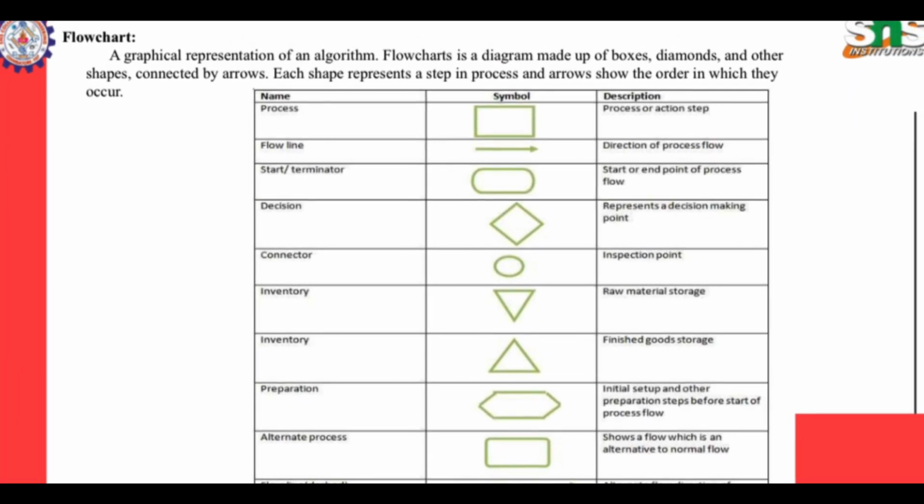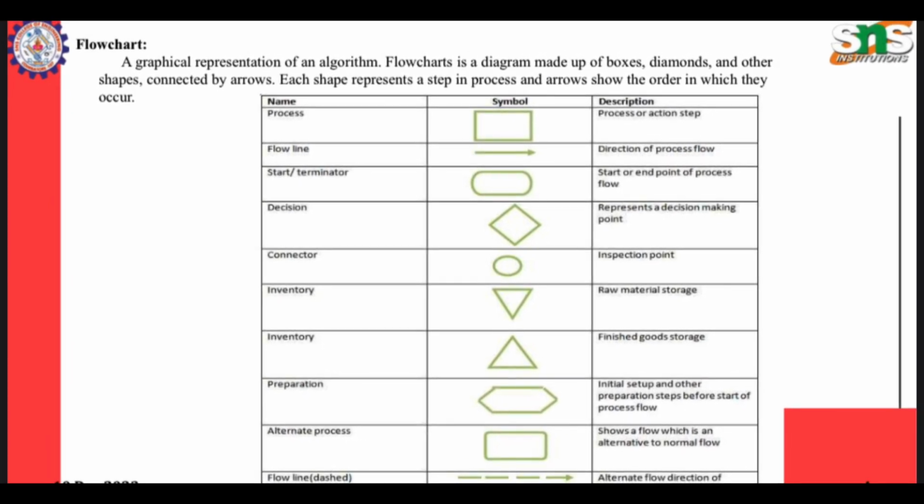A flowchart is a diagram made up of boxes, diamonds, and other shapes connected by arrows. Each shape represents a step in the process, and arrows show the order in which they occur. Here, the square box represents the process or the action step. Next, the arrow mark represents the process flow, that is a flow line in the program. Next is the oval symbol, which represents the start and the termination of the program.